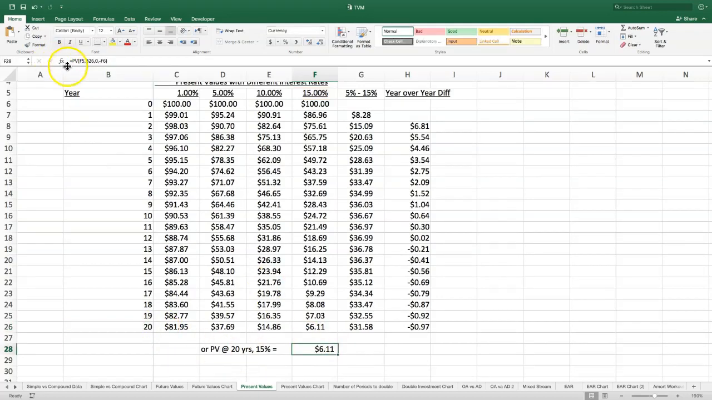Excel also has a function called PV that calculates the present value when we tell it the interest rate, the number of periods, and the future value. So Excel can directly calculate that for us.